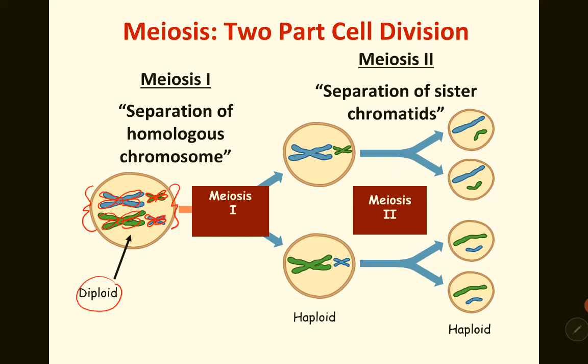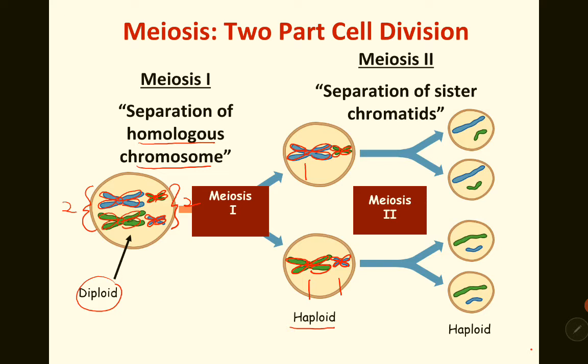Because both of these are the same size. So during meiosis 1, the homologous chromosome is going to be separated. You see the large chromosome will be separated. So now it becomes haploid, only 1 set. This one is 2 sets. So now this one is already separated. This one also 1 set.